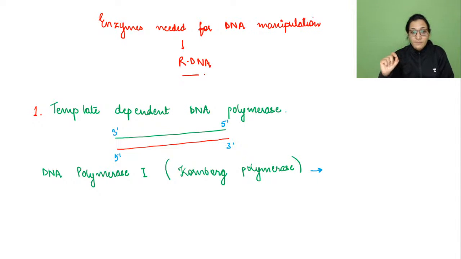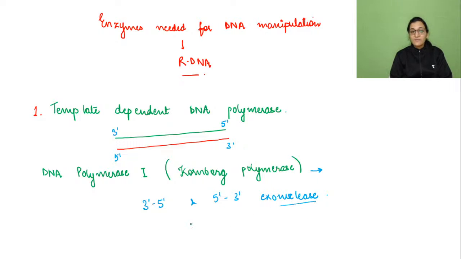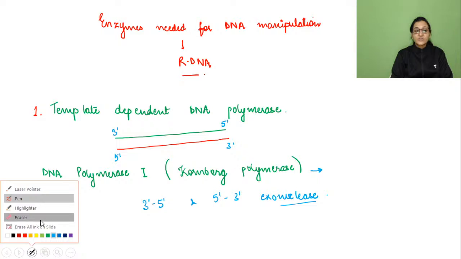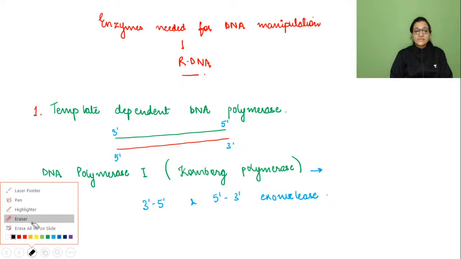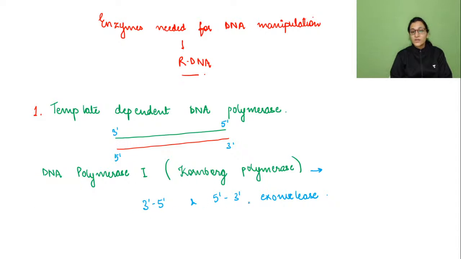So DNA polymerase 1 has the property of 3' to 5' and 5' to 3' exonuclease activity, that is cutting, and 5' to 3' polymerase activity. What two types of activities does it have? 3' to 5' and 5' to 3' exonuclease activity. The word exonuclease itself tells us: nuclease means cutting, and if it is cutting from the ends, it is called exo. If it is cutting from inside, it is called endo. So DNA polymerase 1 has exonuclease activity.